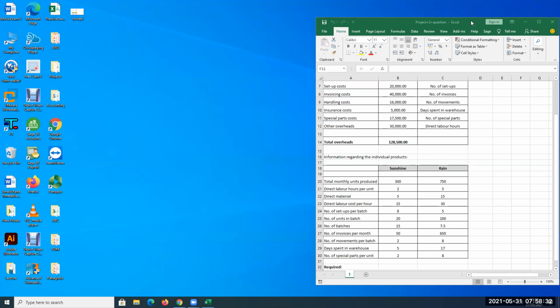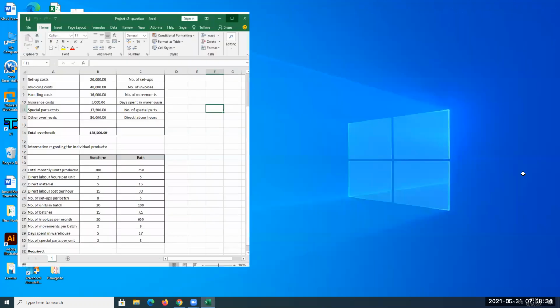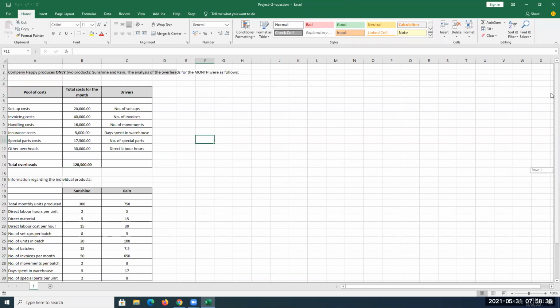In 1 hour I will complete this lecture. Okay, can you confirm, can you see my screen, the Excel sheet? Yes, yes, sure. Okay, now let me start today's lecture.